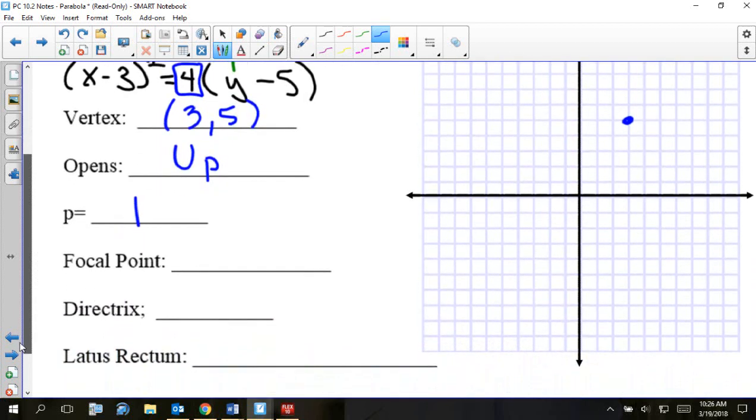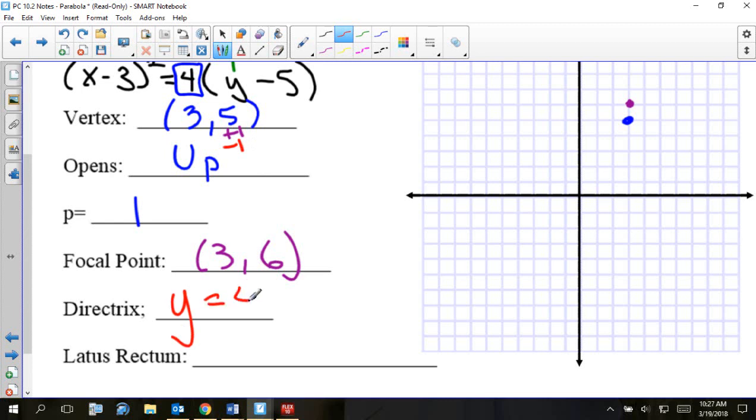Okay, so now I need to do the focal point because it opens up. I'm going to add 1 to the y value. That'll be at 3, 6. My directrix will be take away 1 from the y value. It's going to go down. So because I'm going down, it'll be y equals, and then that value will be 4. That's my directrix.